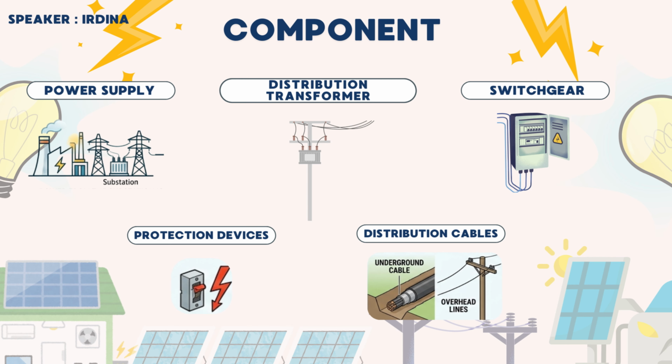Next is component. Power supply is a substation or transformer supplying electricity. Next, distribution transformer is a step-down voltage for consumer use. Next, switchgear is used to control, isolate and protect sections of the system. Next, protection device is circuit breakers and relays to detect faults. And lastly, distribution cables are underground or overhead cables forming the loop.